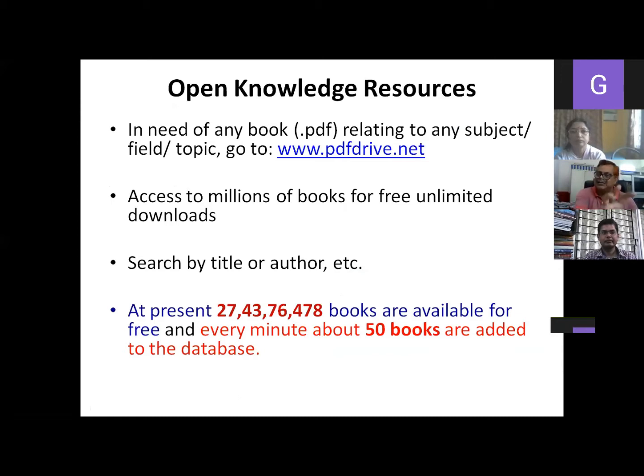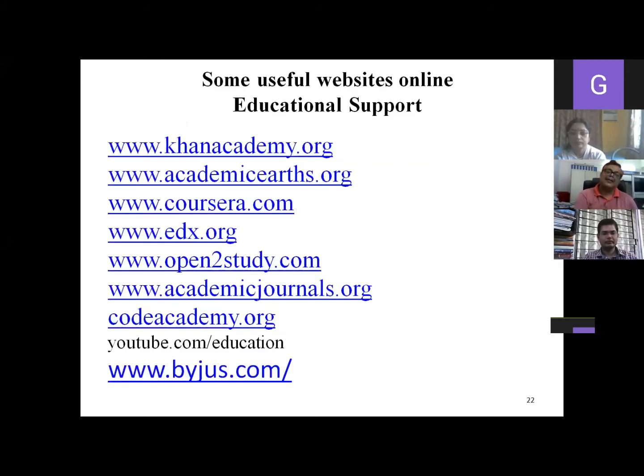This figure is only symbolic. It goes on changing every now and then. This site claims that 50 books are added every minute. This is the website where you can easily search the information through title and author mode. This is one of the best sites for books. So this is crores of information. Now you can go and find yourself whether the information you need is there or not.